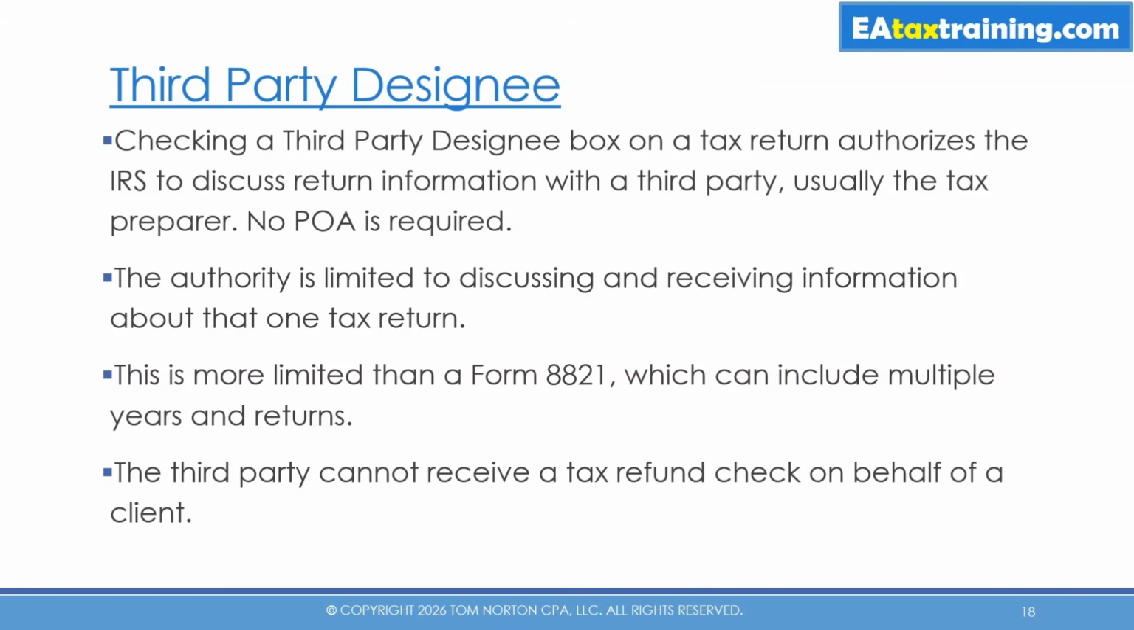However, your authority is limited to discussing and receiving information about that one tax return. It's more limited than the 8821 because the 8821 can authorize multiple years and different types of tax returns. And this checkbox is only for this one tax return for this 1 year. And of course, the third party still cannot receive a tax refund check on behalf of the client.